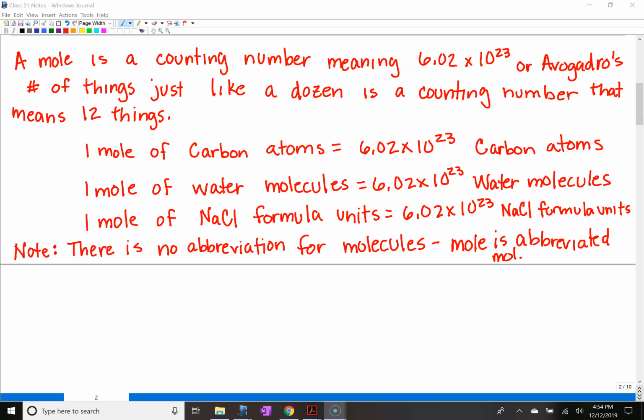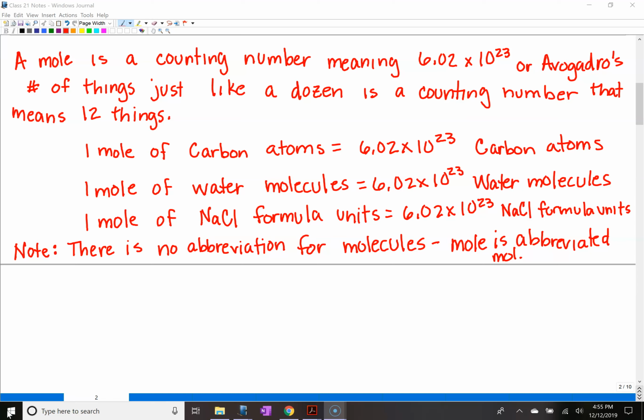So if I have 1 mole of carbon atoms, I would have 6.02 times 10 to the 23rd carbon atoms. If I would have a mole of water molecules, I would have 6.02 times 10 to the 23rd water molecules. If I have a mole of sodium chloride formula units, I would have 6.02 times 10 to the 23rd sodium chloride formula units. You only want to use a mole to count something that is very, very tiny, because a mole is a big number.